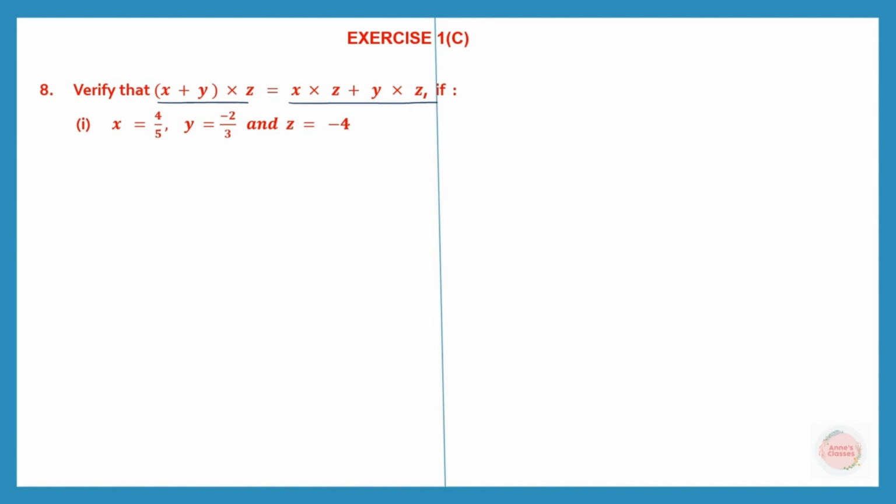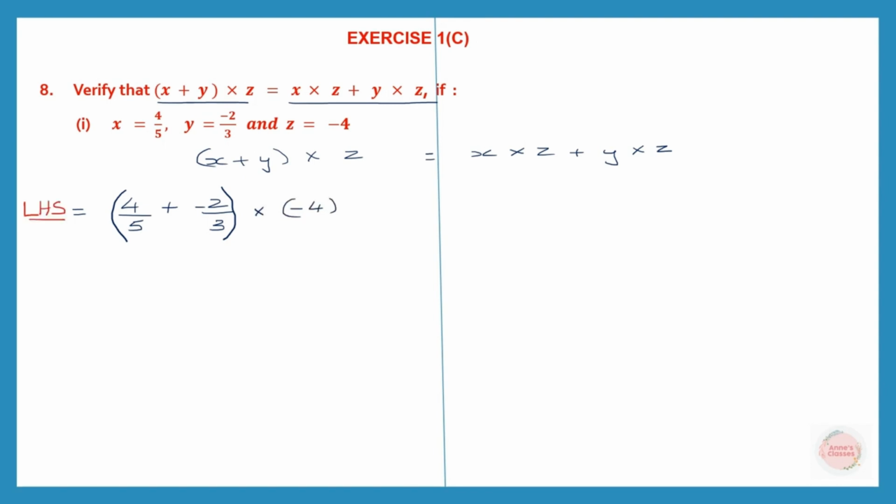So here let's write that down. So here we have (x plus y) in brackets into z. Now this is equal to the right hand side, which is x into z plus y into z. Now we're going to substitute the values here. How much is x? x is 4 by 5 plus, and what is y? Minus 2 by 3 into z, and z is minus 4. So first we're going to work out the left hand side. So this is the left hand side, and LHS stands for that, and we're going to work this out.